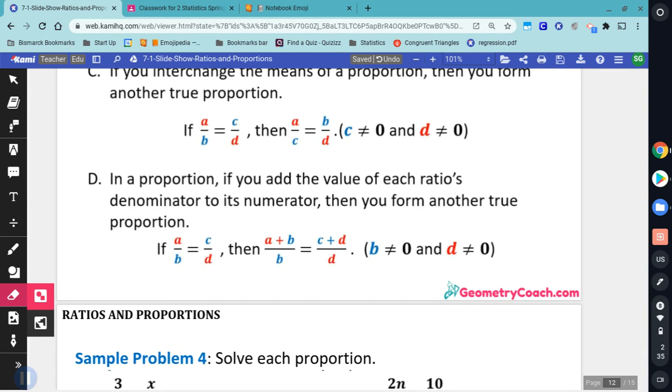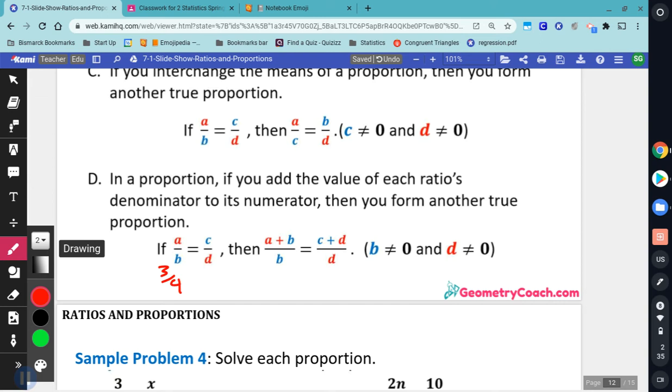Let me do it with real numbers because this is bothering me now. So if this one was 3/4 and this one was 6/8, those are equal proportions. And I add the B, so that would be 7/4. And here I add the D, and that would be 14/8. Okay, those are equal proportions too. So it does work.